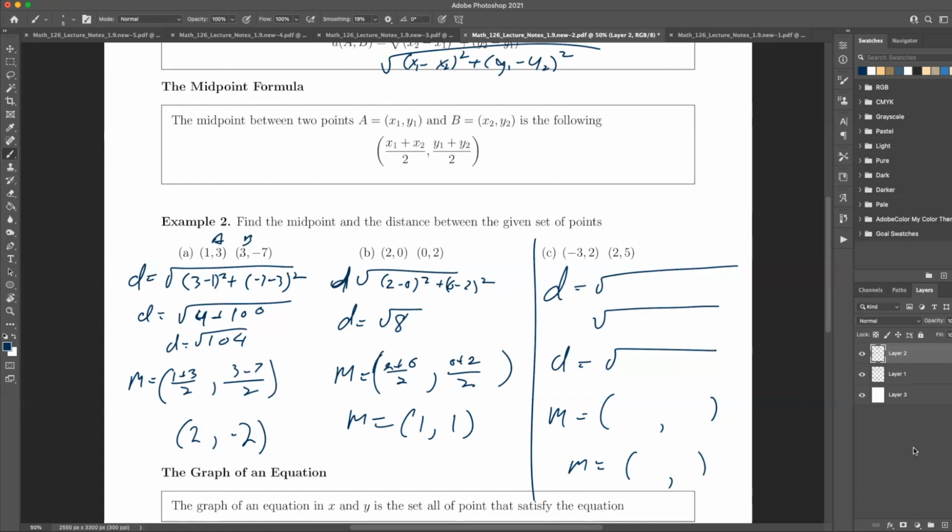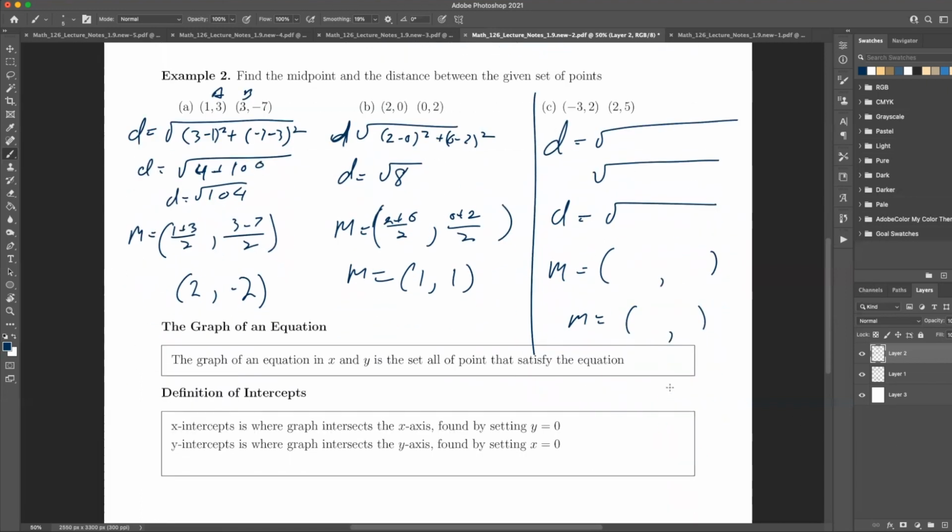Anyone find the distance? Over 34. Yep. Okay. So yeah, a couple of you got it. Anyone get the midpoint?